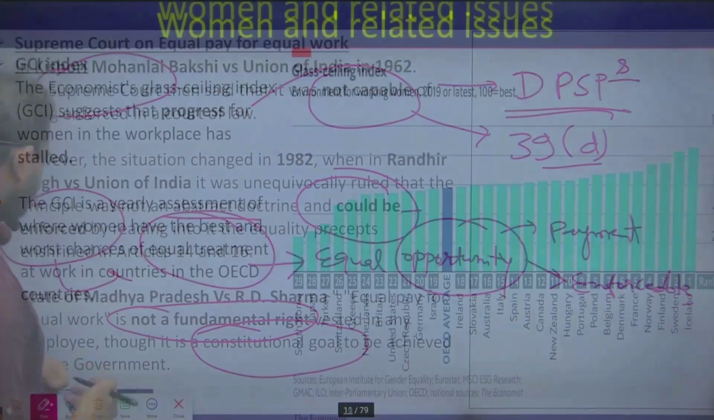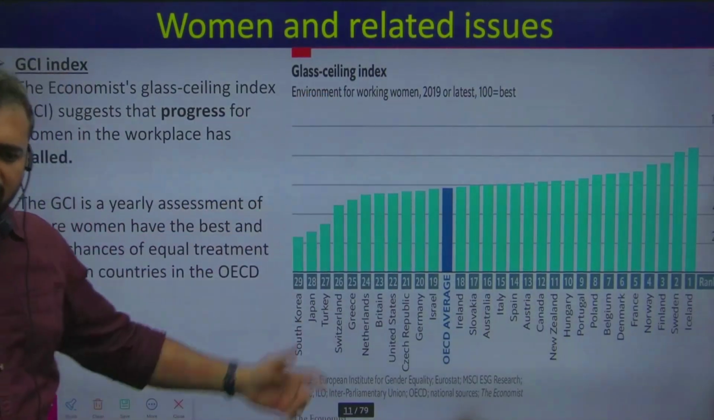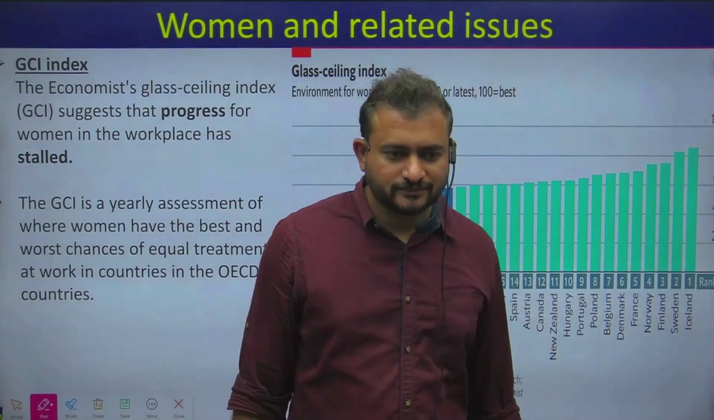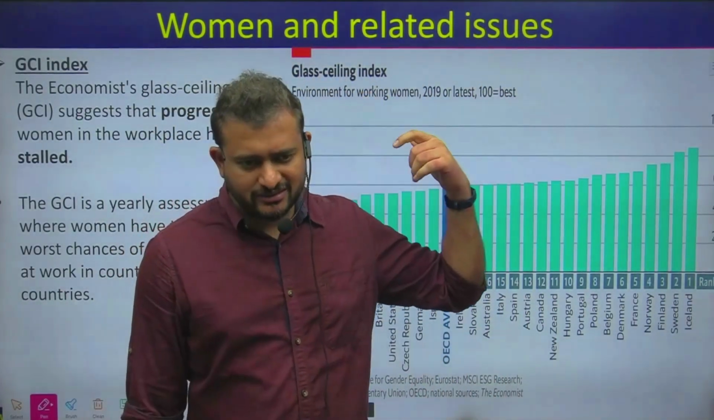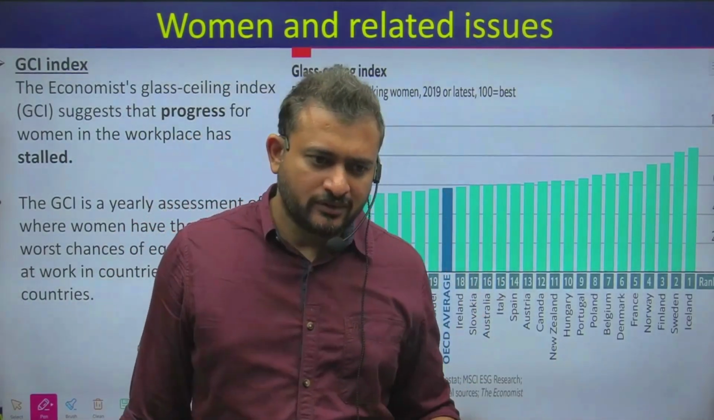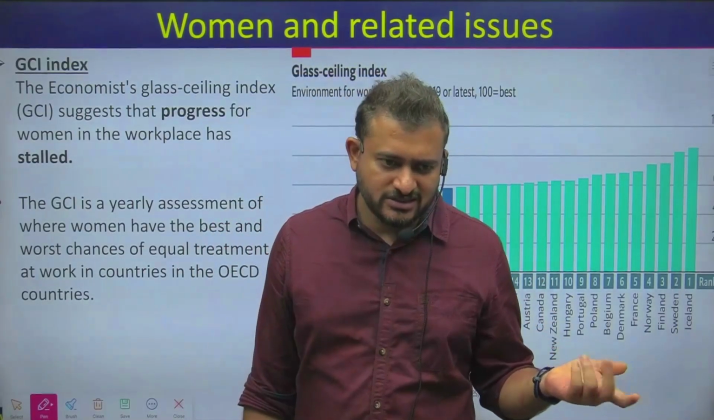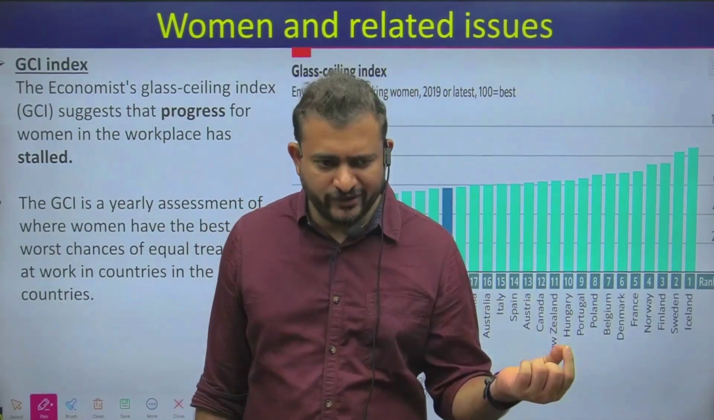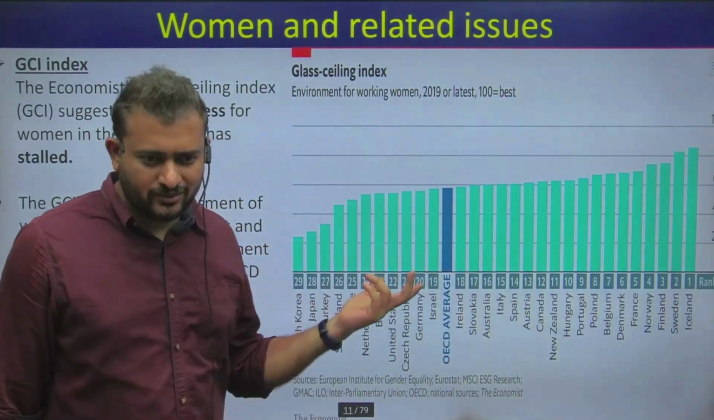Okay, GCI index. We have discussed the term glass ceiling. What is glass ceiling? Let's revise. I have explained the word, just go with the word first. There is a certain kind of ceiling. What does a ceiling do? A ceiling restricts you from moving upwards. So that is glass ceiling. It is not something that you have to mug up.